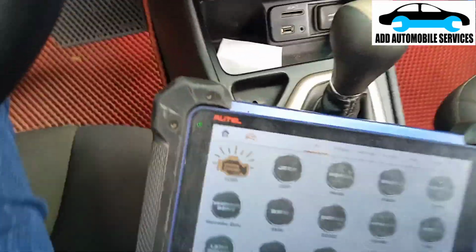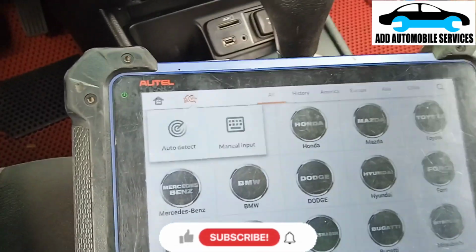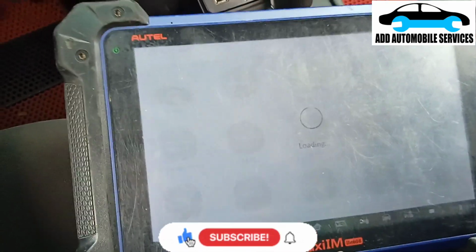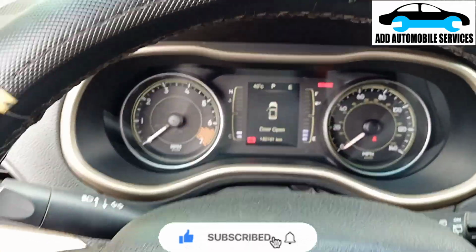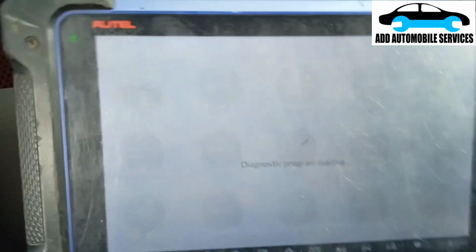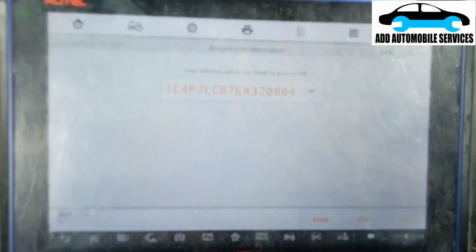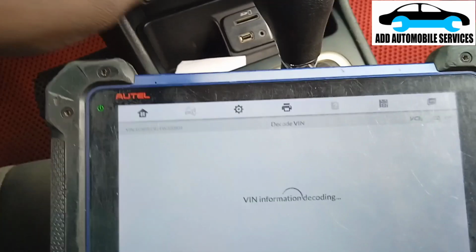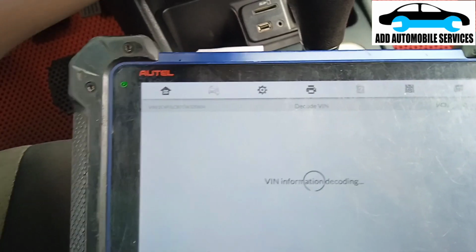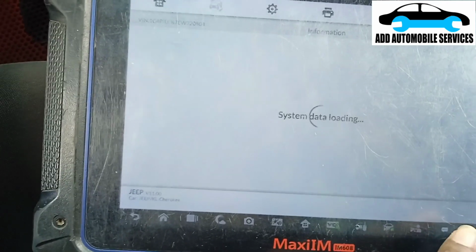So I was called to diagnose this vehicle. This is a Jeep Grand Cherokee. It's having issues, so I have to scan it, and it's having other issues, fuel gauge and everything. Jeep Cherokee.